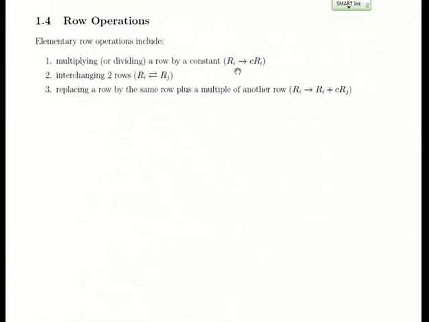This is the kind of notation we use. We might write row 1 turns into 2 times row 1. Okay, so it's 2 times what it used to be. You're allowed to swap 2 rows, and this is how you would write that, or just with 1 arrow that goes backwards and forwards. You're allowed to replace a row by the same row plus a multiple of another row. So you might say row 1 goes to row 1 plus 2 times row 2. That's okay as well. All right.